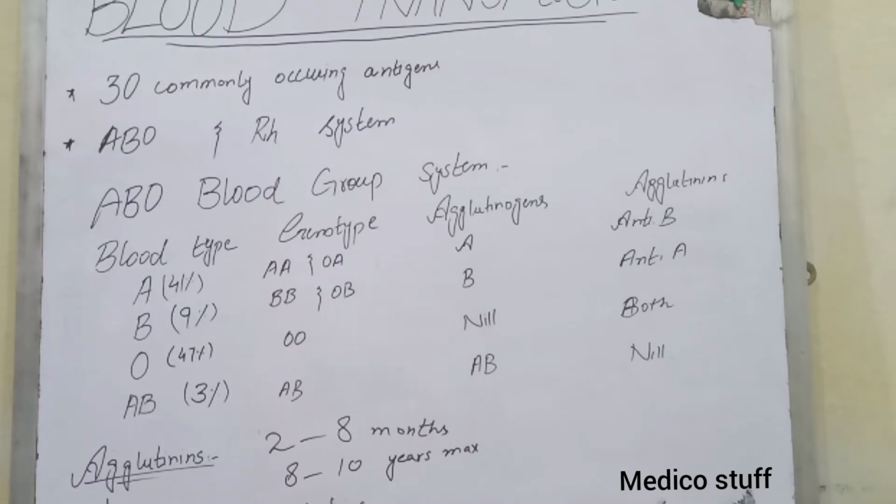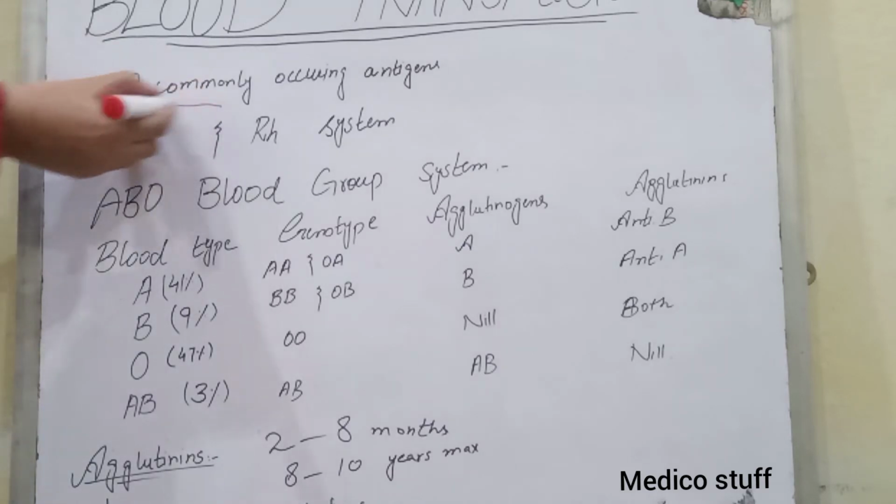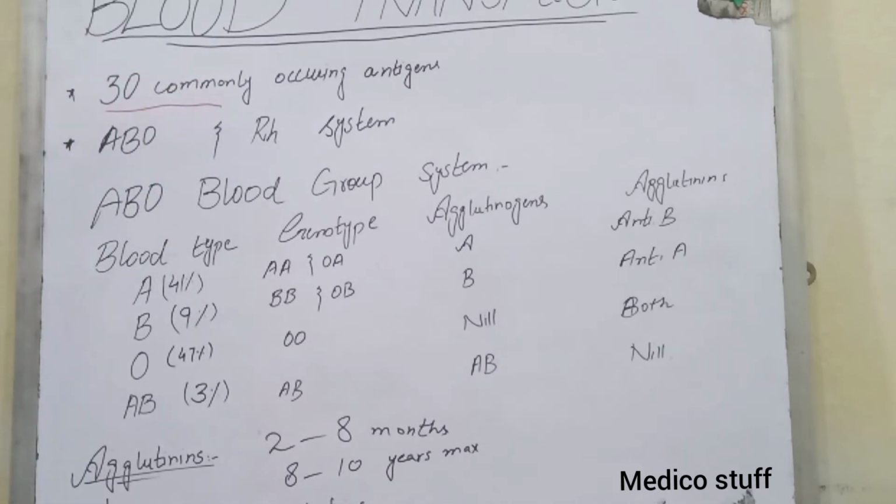So in our blood there are commonly 30 antigens. There are many antigens, not only 30, but 30 are commonly occurring. These 30 commonly occurring antigens can cause immediate agglutination or delayed agglutination. But the most important types involved in agglutination processes and in mismatching processes are the ABO blood group system and the RH blood group system. Now, what is this ABO blood group system and what is this RH blood group system? It is our main concern for today's video.